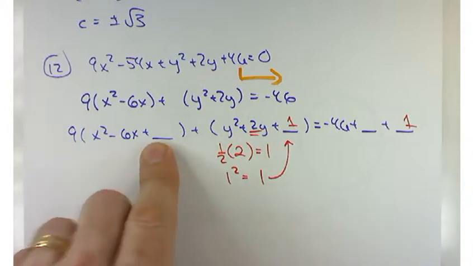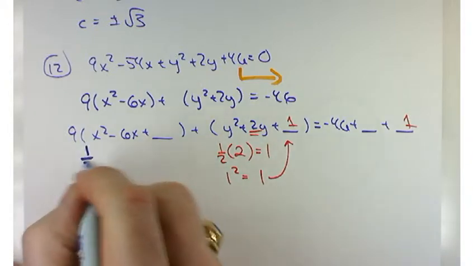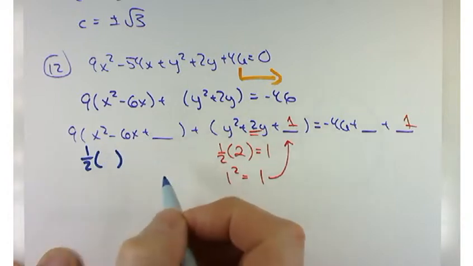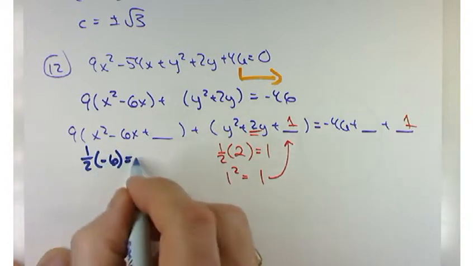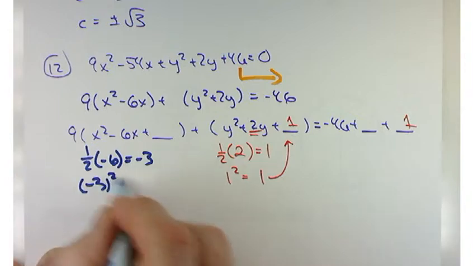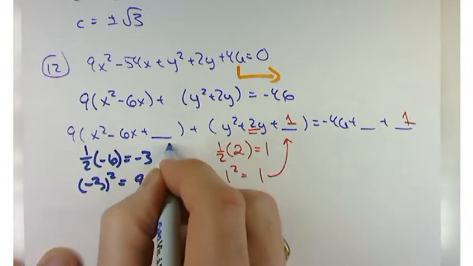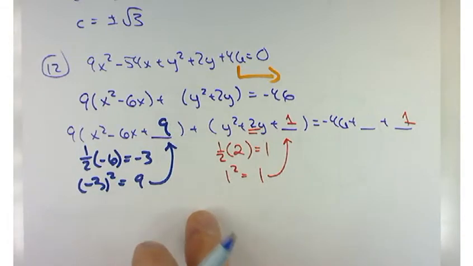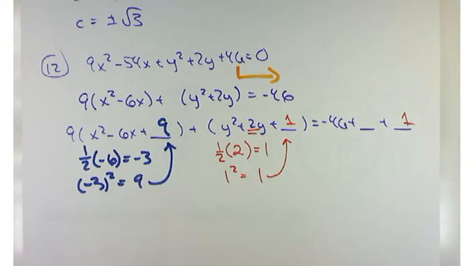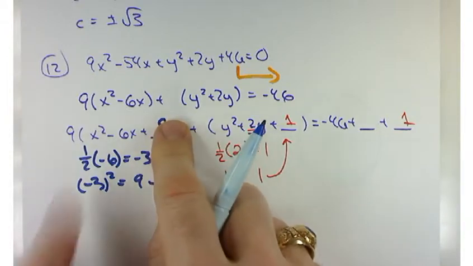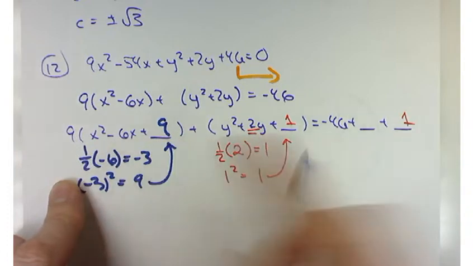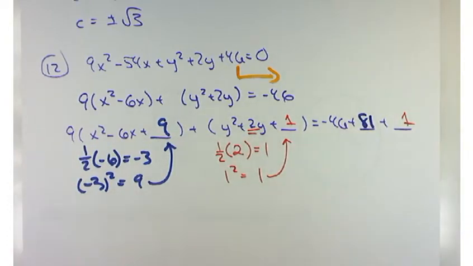Let's work with this one. Half of what? Negative 6. Half of negative 6 is negative 3. Negative 3 squared is 9. But I'm not going to put a 9 on the right-hand side. Because by putting the 9 here, I've really added 9 times 9, or 81, to the left-hand side. I have to add 81 to the right-hand side to keep that in balance. So, looking good there.